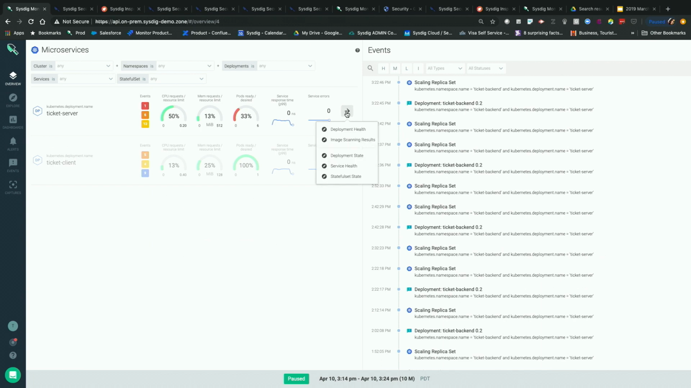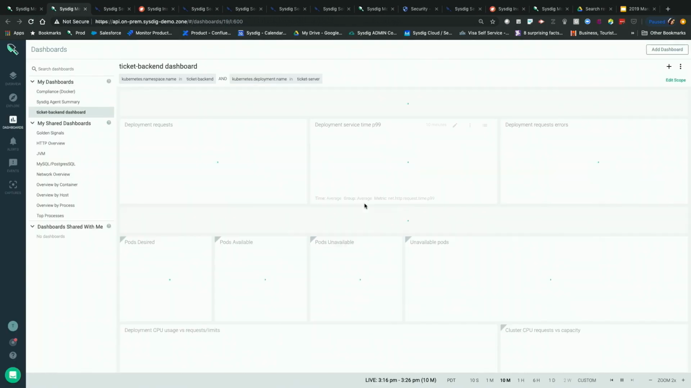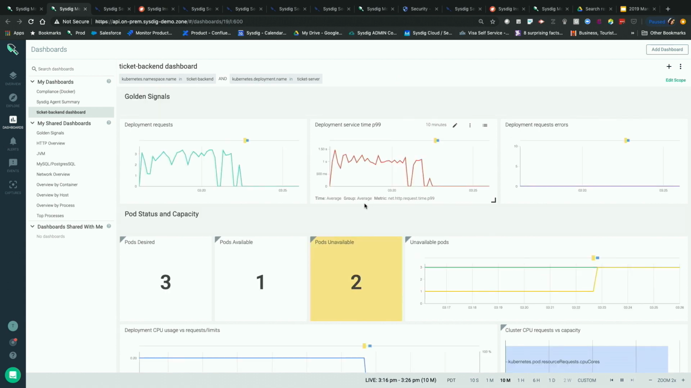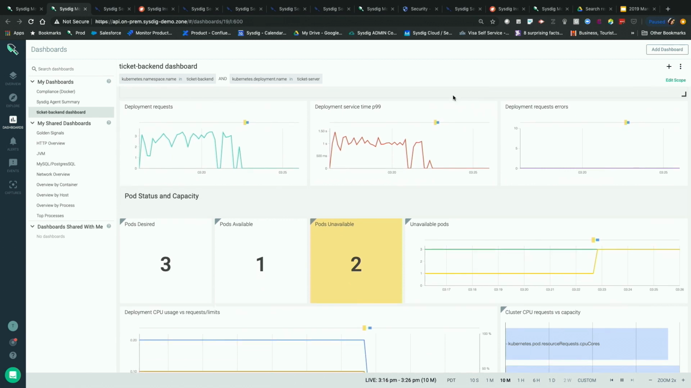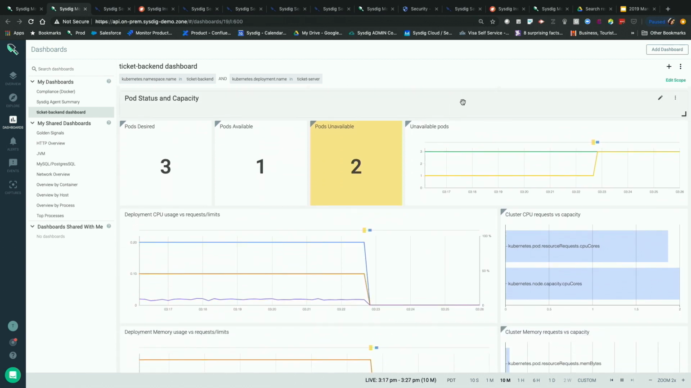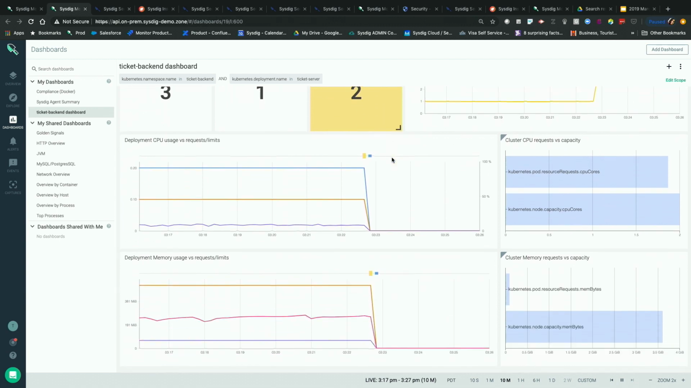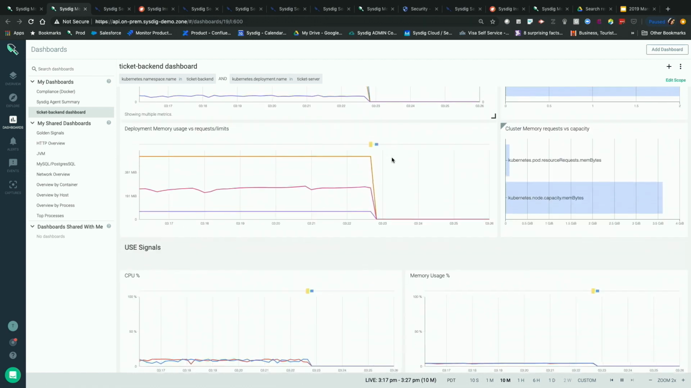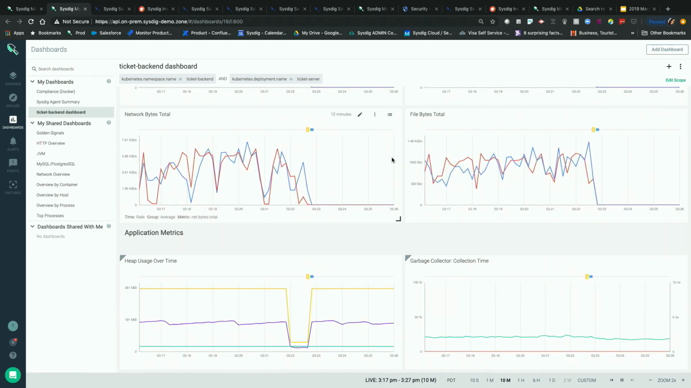So from here, I can drill down into some of the inbuilt dashboards we have, or a custom dashboard you may have created. And this is where we bring together data from various sources. So you can see your golden signals like latency, request, error rates, Kubernetes information, pod status and capacity. You can see that there are pods unavailable. The CPU, memory, storage, network, application metrics like JVM, or any other application that's running within the container.